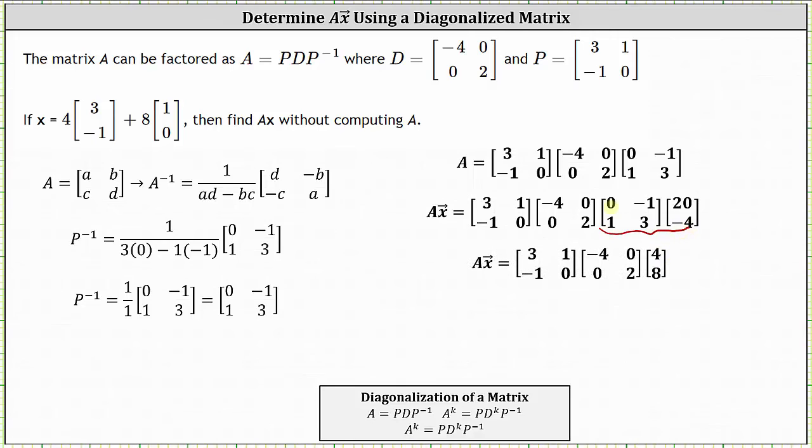The first component is 0 times 20 plus negative 1 times negative 4, which is 4. And the second component is 1 times 20 plus 3 times negative 4, which is positive 8. Working right to left, we will now find the product of matrix D, the diagonal matrix, and the vector (4, 8). The first component is negative 4 times 4 plus 0 times 8, which is negative 16. And the second component is 0 times 4 plus 2 times 8, which is 16.